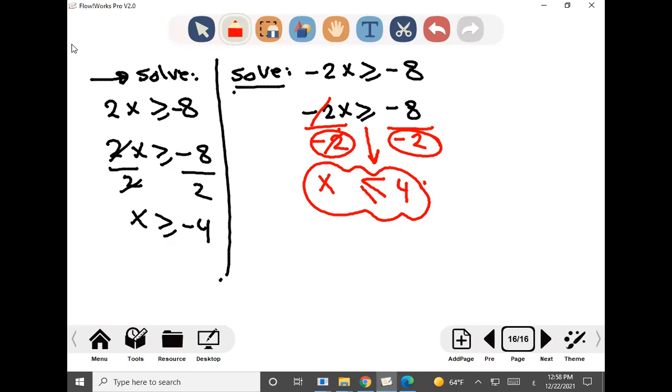Why do we change the inequality to the opposite? It was more than, we made it less than. Why? Because? Read. Done. Another example.